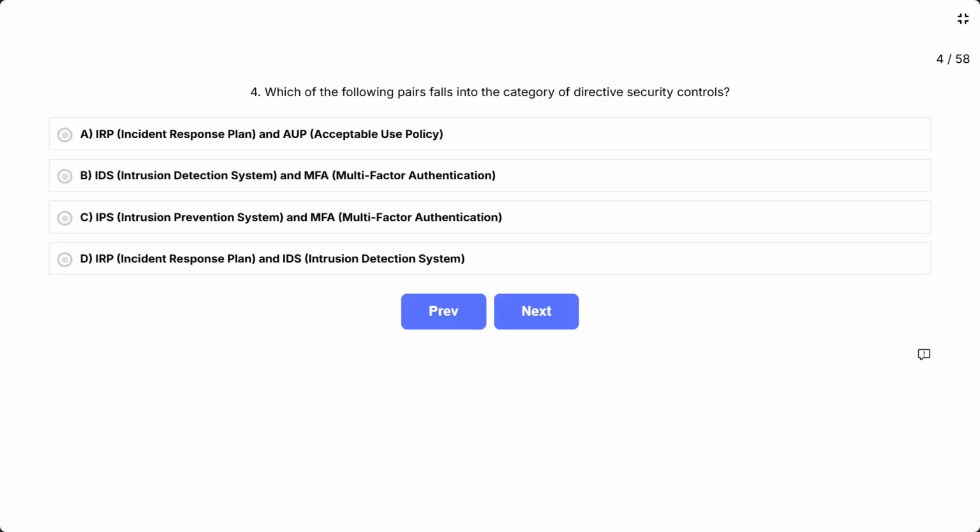Question 4. Which of the following pairs falls into the category of directive security controls? Options: A. IRP, Incident Response Plan and AUP, Acceptable Use Policy. B. IDS, Intrusion Detection System and MFA, Multi-Factor Authentication. C. IPS, Intrusion Prevention System and MFA, Multi-Factor Authentication. D. IRP, Incident Response Plan and IDS, Intrusion Detection System.